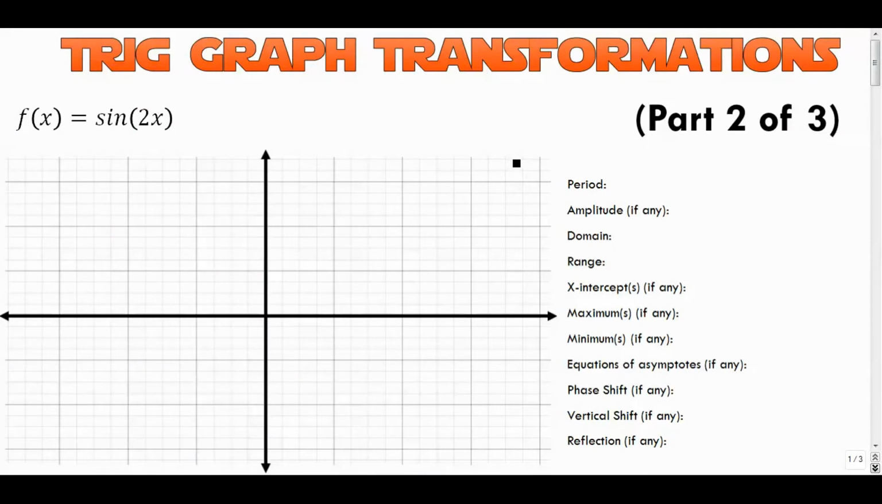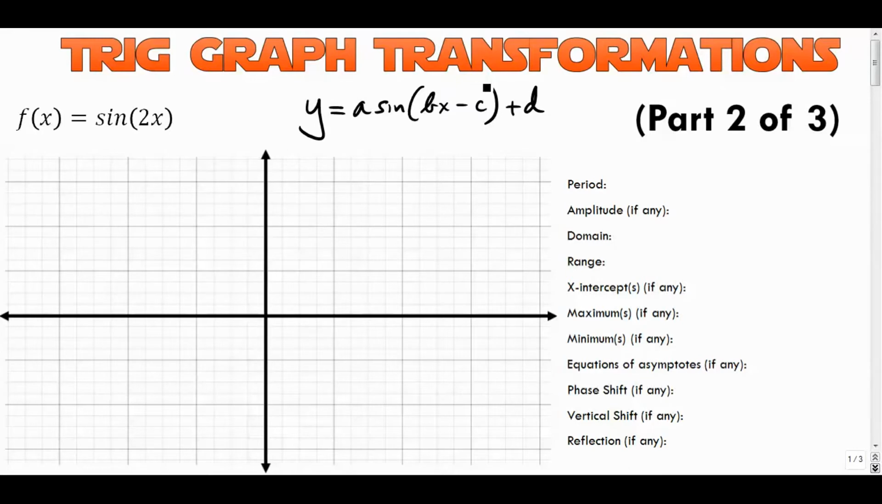Okay, here we go. Part 2 of my 3-part series on trig graph transformations. If you haven't watched the first part, I would definitely watch that first because I really dive into where these A values and B values and C values and D values are all coming from, what they mean.